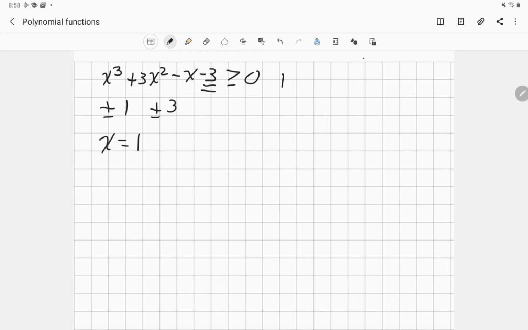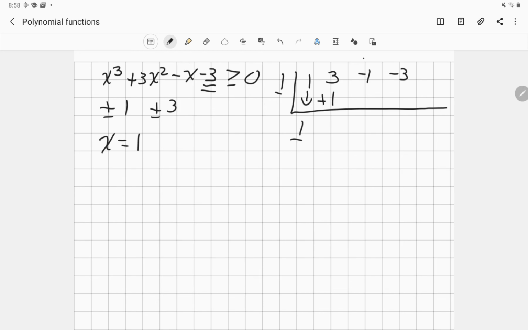In case you forget what synthetic division is, we put the number out here and we take the coefficients in front. So in front of the x cubed is 1, in front of the x squared is 3, in front of the x is -1, and the constant is -3. So, a refresher on synthetic division. Take the first number and just move it down. Then take this one and multiply it with this one, which gives you 1.